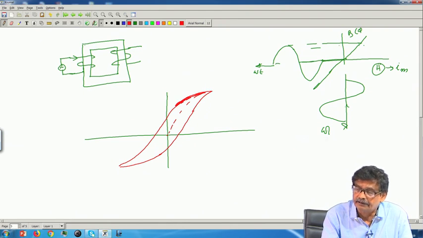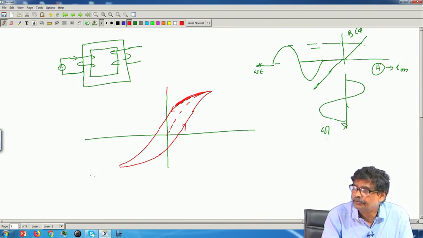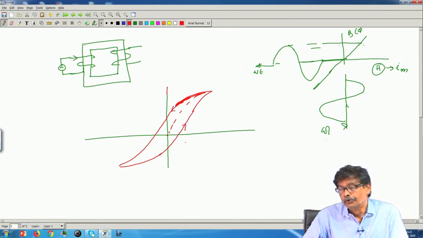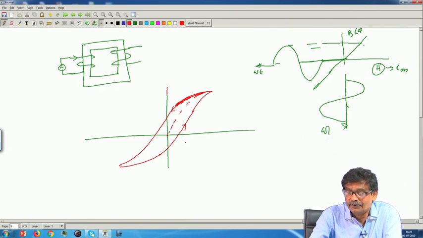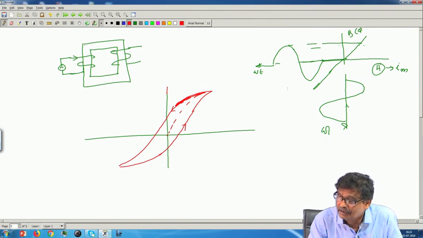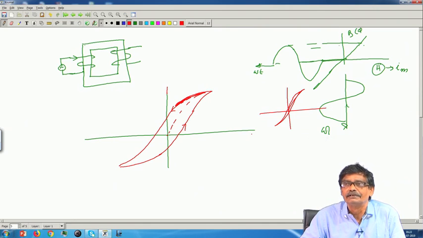This is the BH curve. For rising value of current, you have to use this path. For decreasing value of current, you have to use this path. Of course, this area is thin; I have drawn it exaggerated. It should be very thin, but nonetheless there is some hysteresis.